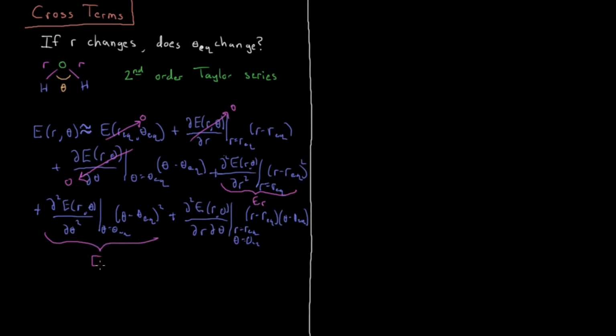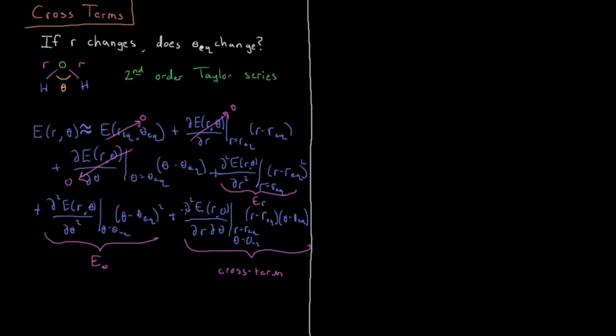This term is our bond energy, E R. This term is our angle energy, E theta. So this is K B times (R minus R EQ) squared. This is K A times (theta minus theta EQ) squared. But this term is what's new, and this is what we would call a cross term. This is the interaction between the bond length and the bond angle.